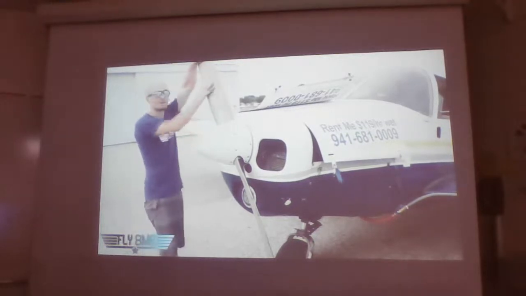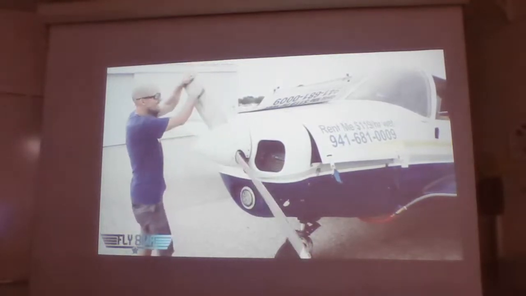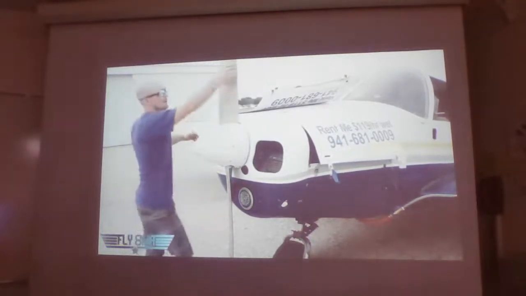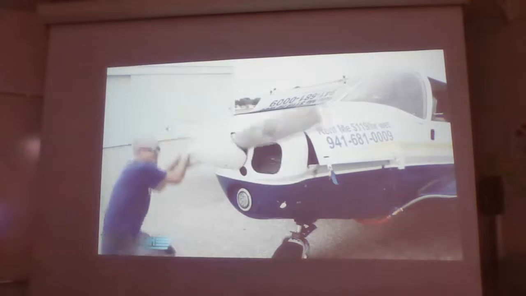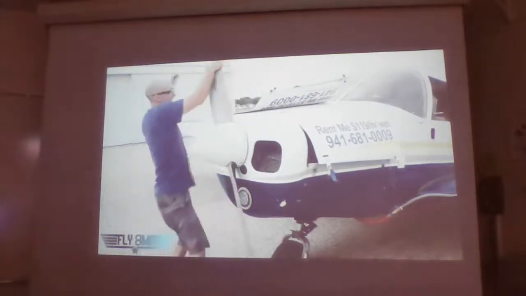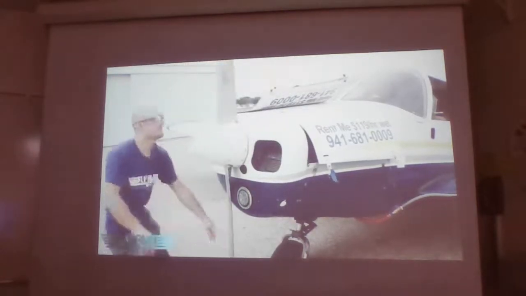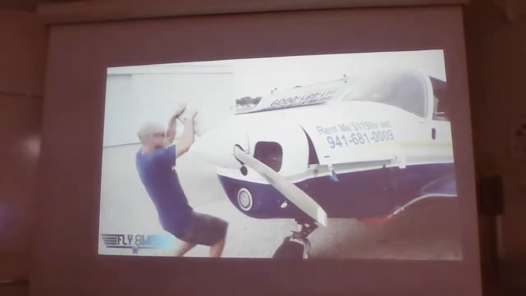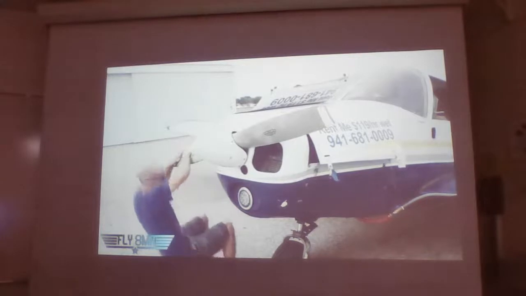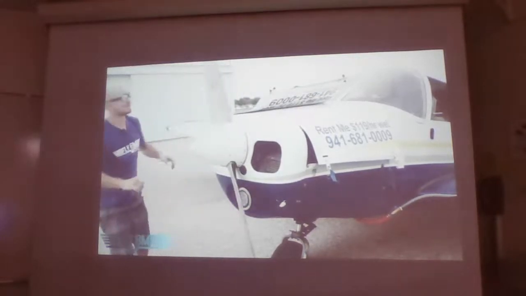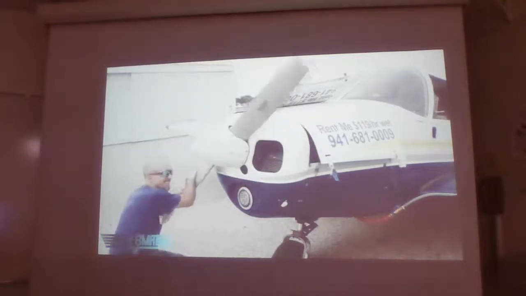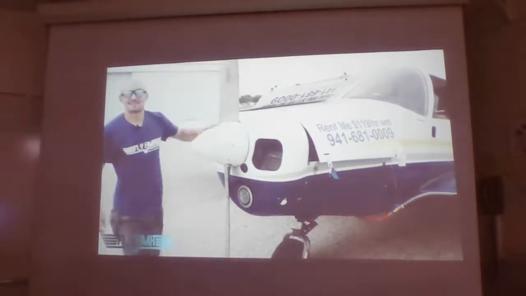So I want to go ahead, moment of truth, turn this prop through by hand here. It's a little stiff, as you can imagine, but I want to check all 4 cylinders. There's 1, 2, 3. No compression, really, just friction. And that's number 4. Okay, there we go. All 4 cylinders. It's good as new, guys.